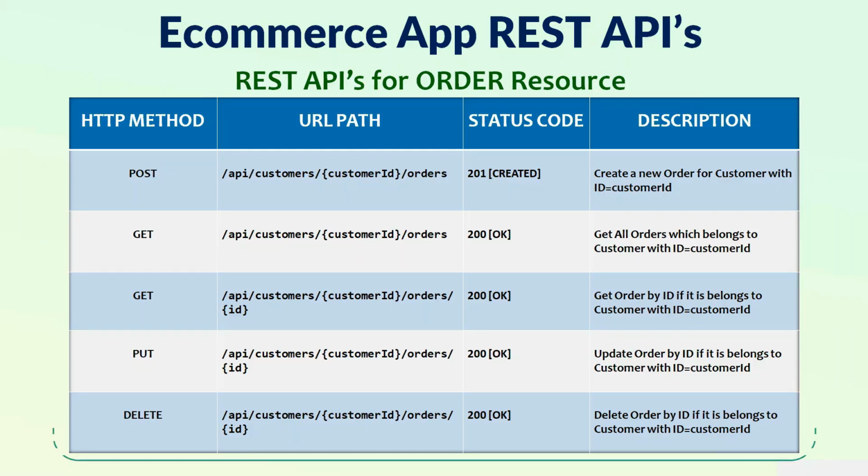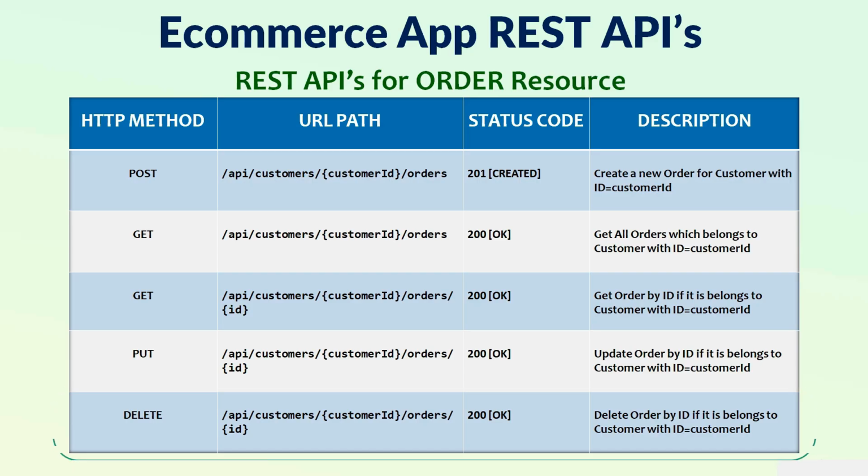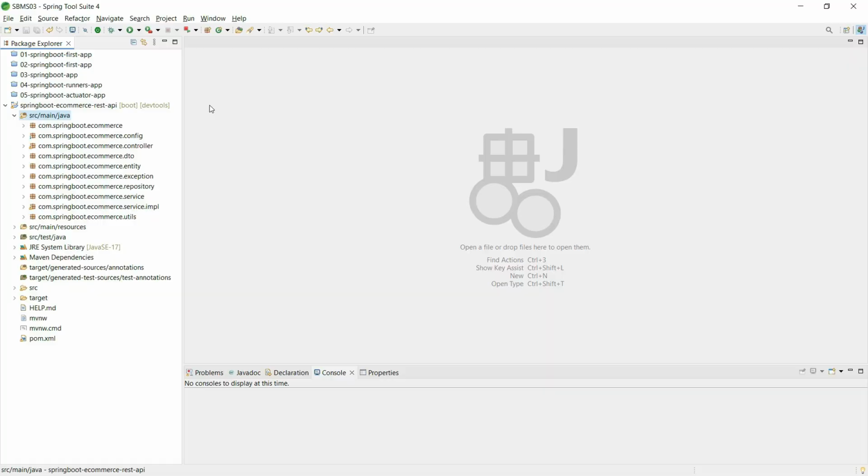Hi, welcome back. In this video, we are going to implement the delete order REST API, and it handles the HTTP DELETE method, and its REST endpoint URL is /api/customers. Here we need to provide customer ID dynamically, /orders, and also we can provide order ID dynamically. And its status code is 200. Okay, let's move to STS IDE to develop the delete order REST API.